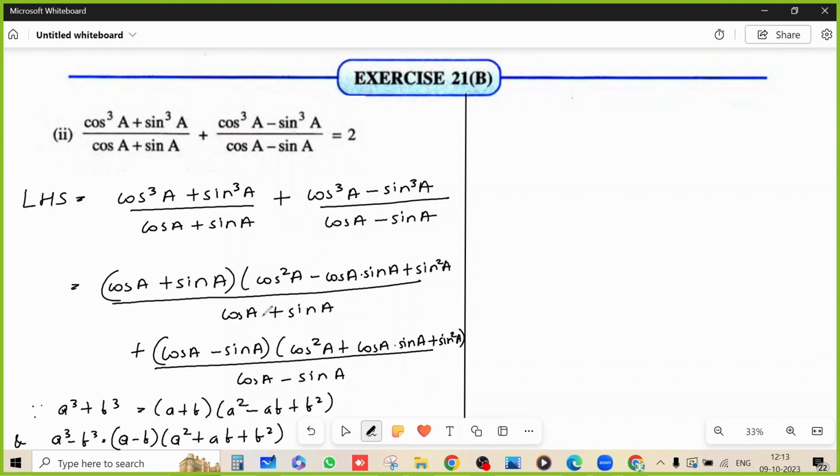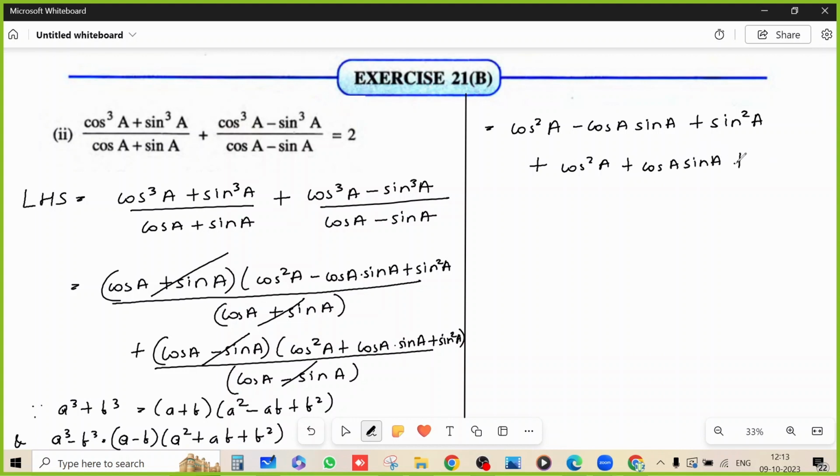Now we can cancel out cos A plus sin A in the numerator and denominator. Similarly, we can cancel out cos A minus sin A in the numerator and denominator. So we are left here with cos square A minus cos A sin A plus sin square A, and from the second expression we will get cos square A plus cos A sin A plus sin square A. Now minus cos A sin A plus cos A sin A will get cancelled out, and we know by the trigonometrical identities that cos square A plus sin square A is equal to 1. So we will take 2 common here.